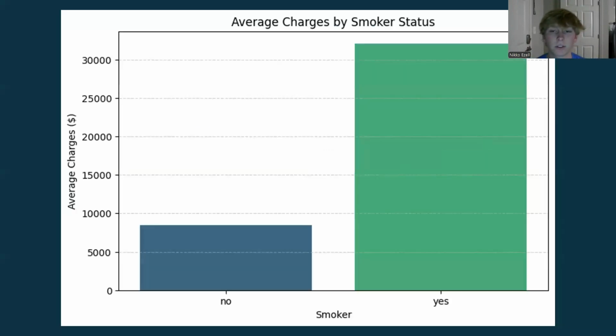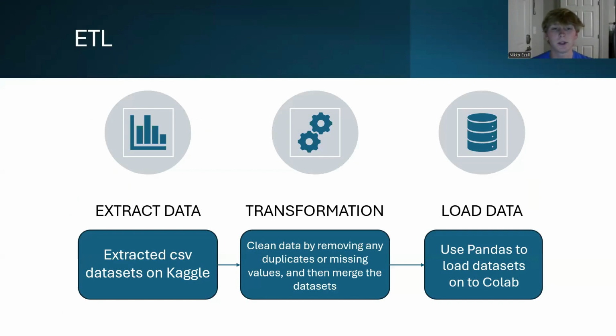And then we can see this last graphic, the average charges by smoker status. If you're a smoker, you pay around 4 times more than if you're not a smoker, which is interesting, but it also makes a lot of sense because it's an unhealthy habit. So you're going to pay more for insurance if you're going to have bad health habits. So that's interesting.